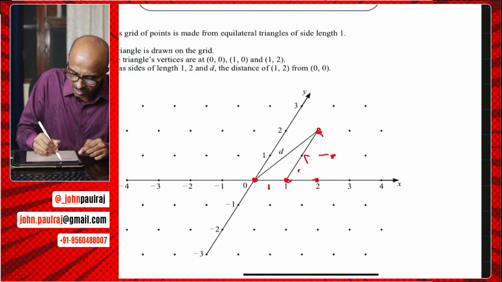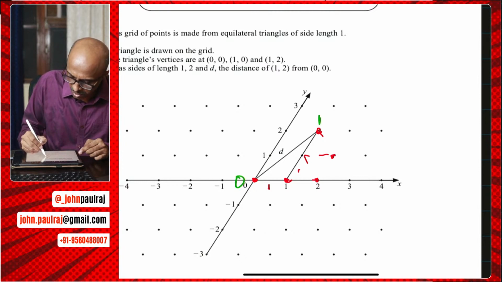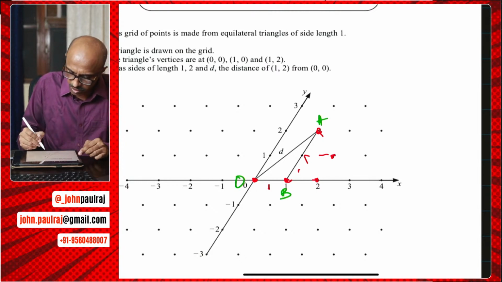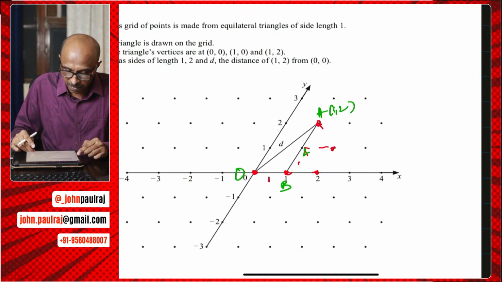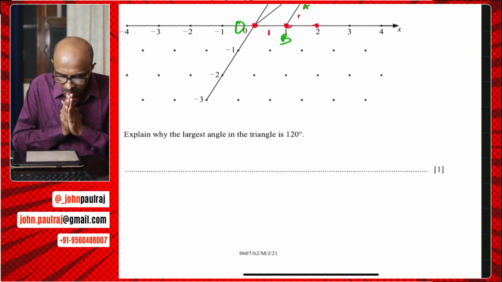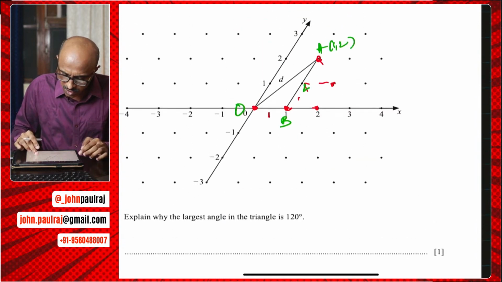So let me label this triangle, maybe it'll be helpful. Let's call this O, A, and B. So this is 2, 1, 2, and they said d is the distance of (1, 2), this point, from the origin. That's d. So what it says is: explain why the largest angle in the triangle OAB is 120.